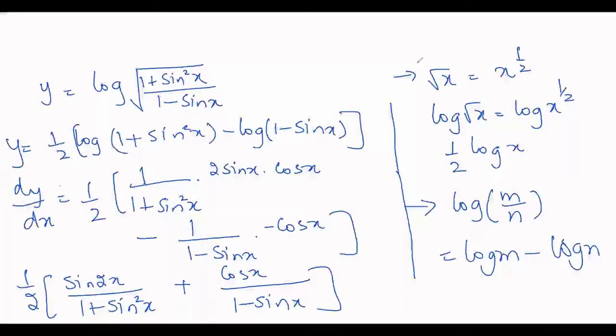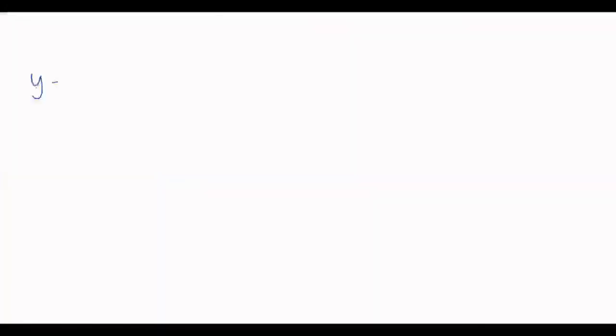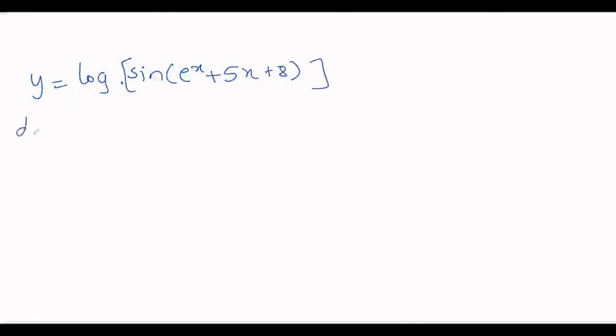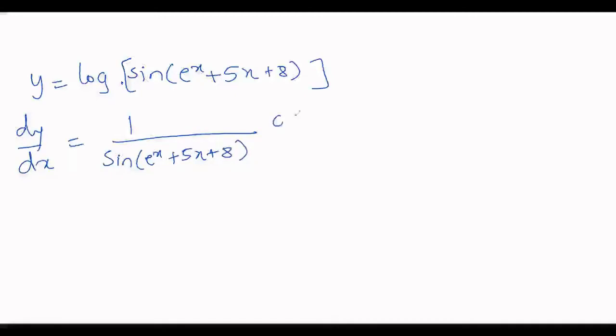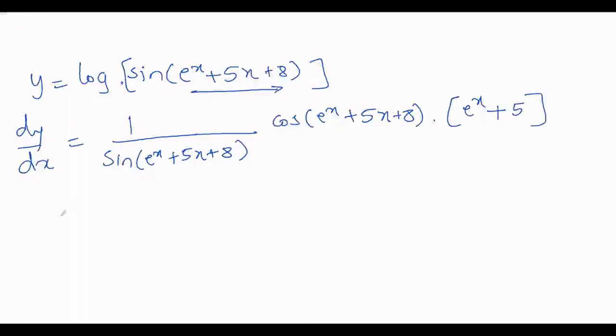Let's clear this. y is equal to log sine of e power x plus 5x plus 8. So again we'll apply the chain rule as a composite function here. dy by dx is equal to differential of log, which is 1 by x. So in this case, 1 by sine of e power x plus 5x plus 8. Differential of sine is cos. So cos of e power x plus 5x plus 8 into differential of this function, which is e power x plus 5. Differential of 8, which is a constant, is 0. So I'll write my final answer in this form.